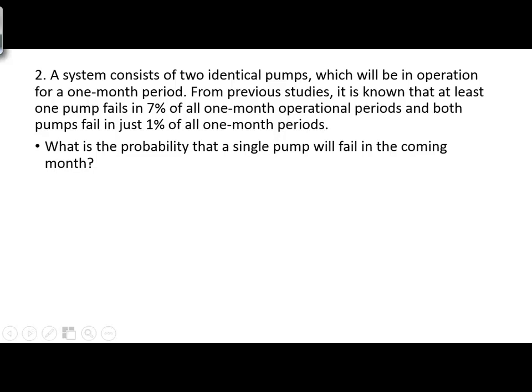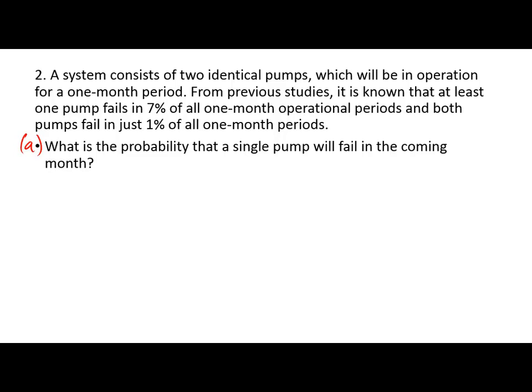This is a good example. Okay, so here we're talking about pumps in a system. The system contains 2 identical pumps, and we're going to have them in operation for a certain amount of time, 1 month. From previous studies, we know a little bit about how these 2 things will perform, right? So at least one pump will fail in 7% of all 1 month operational periods, and both pumps will fail just 1% of the time. So this is part A, I believe.